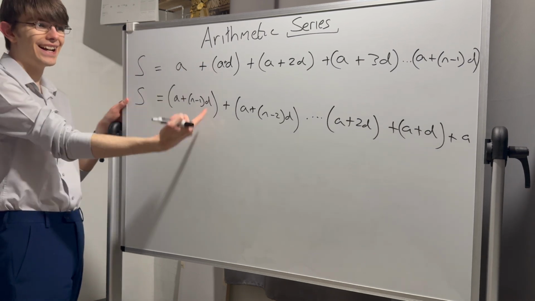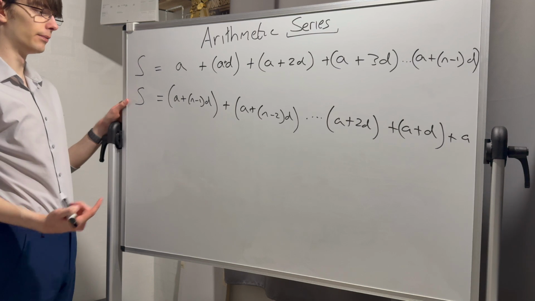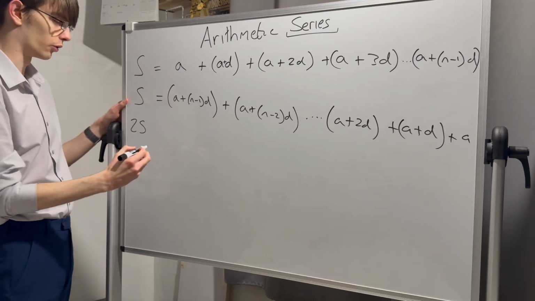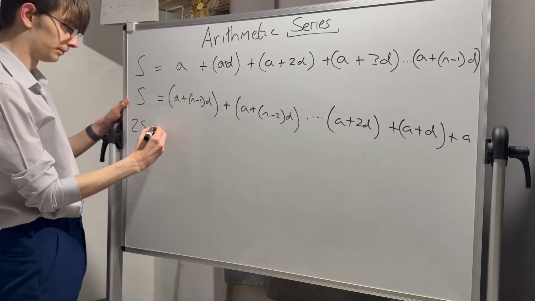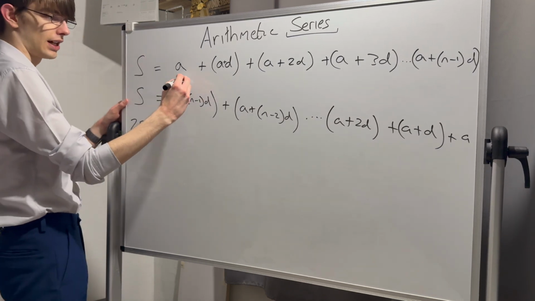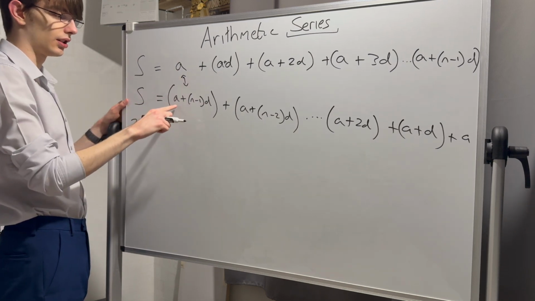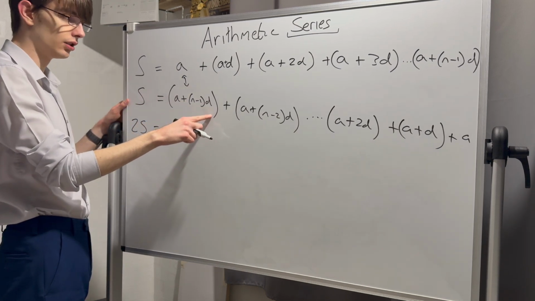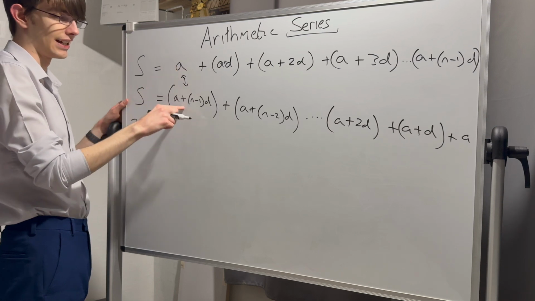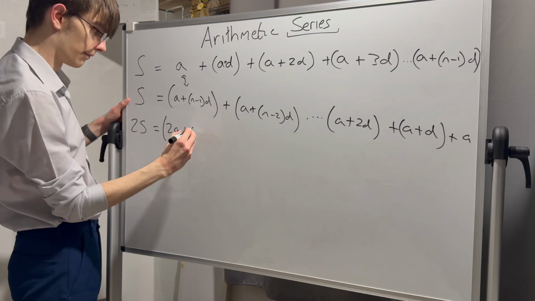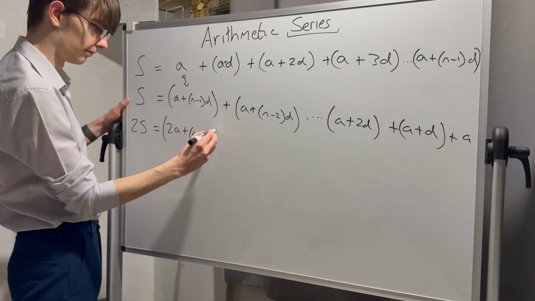So if I add all of these elements here, well, let's start off here. An S and an S, well, that's 2S, so 2 times my total sum. Okay, now let's add these 2 terms. So A plus (N minus 1)D, well, that's going to be A plus a load of stuff. A plus A is 2A, so 2A plus (N minus 1)D.